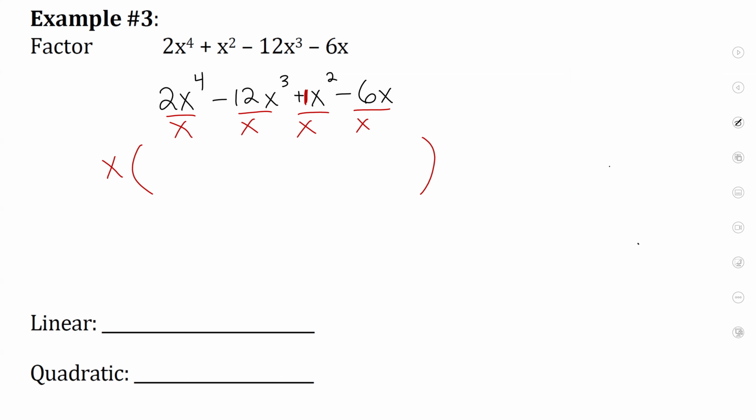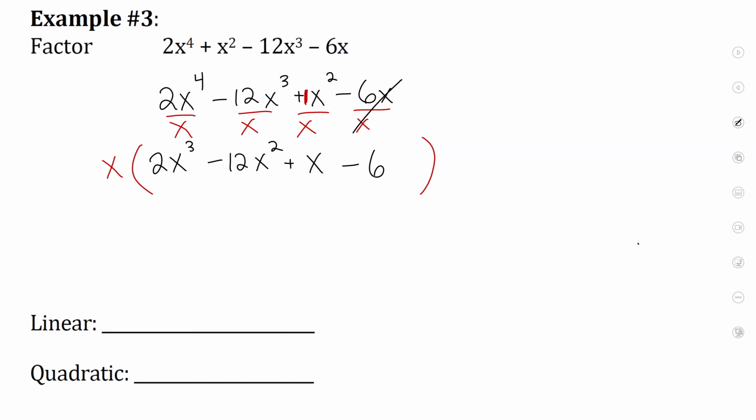What am I left with? Good. Y'all got it. Minus 12x squared plus x minus 6. There we go. Okay, so example 3 is a little bit different from the previous 2 examples. We were able to divide by something in the beginning, okay? Always check if you can simplify it before you start.